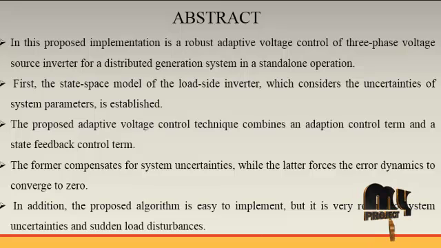First, the state space model of the load side inverter, which considers the uncertainties of the system performance and also the parameters, is established. The proposed adaptive voltage control technique combines an adaptive voltage control term and a state feedback control term. The former compensates for system uncertainties, while the latter forces the error dynamics to converge to zero. In addition, the proposed algorithm is easy to implement, but it is very robust to system uncertainties and certain load disturbances.